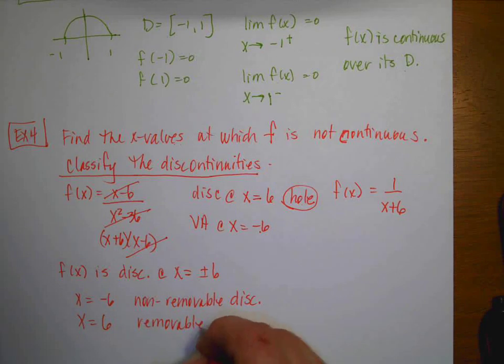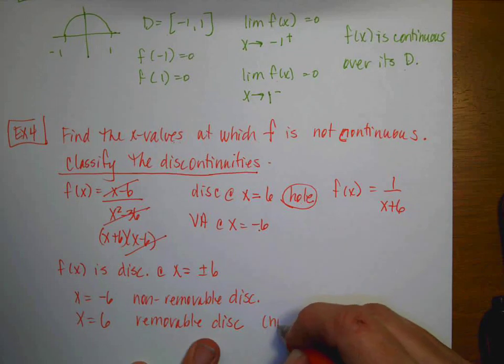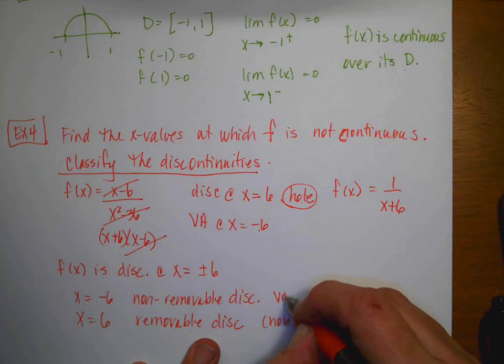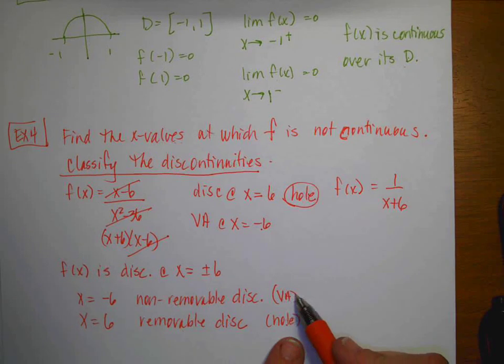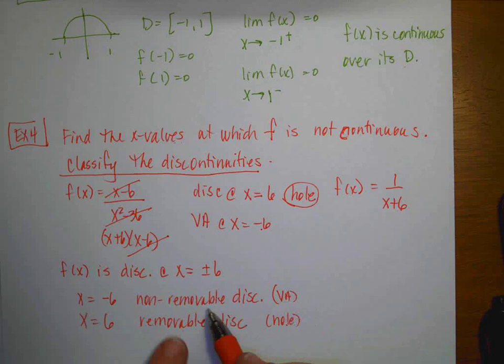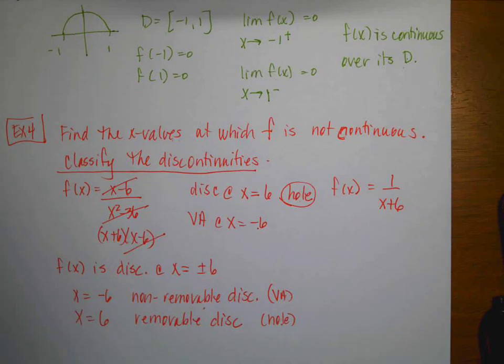And then x is equal to 6 is a removable discontinuity. Okay, so this technically is the hole. I said it backwards, and this is the vertical asymptote. Though these are the features of the graph, this is what the classifications are. So you have to make sure that you don't talk about the graph's characteristics, but what the types of discontinuity are.